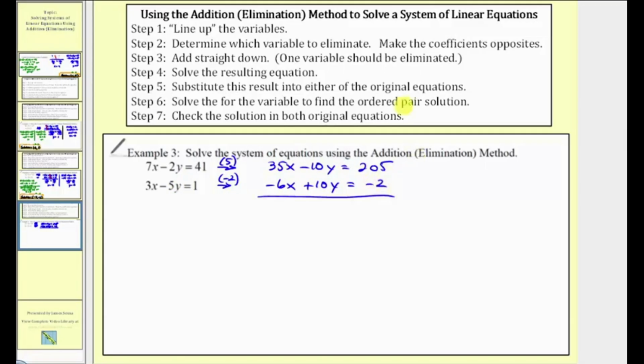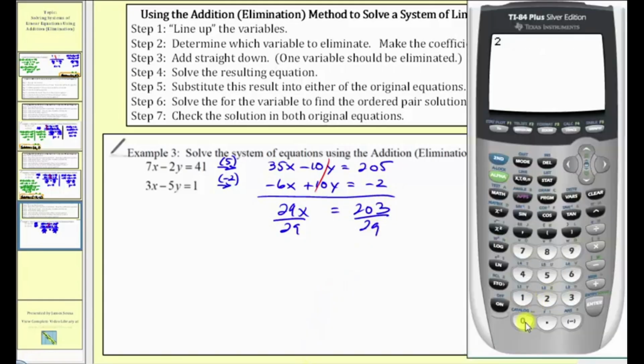And now for step 3, we add the equations. So here we have 35x minus 6x, 29x. The y terms are opposites, so this sum is 0. Equals 205 minus 2 is 203. Dividing both sides by 29, 203 divided by 29 is equal to 7.